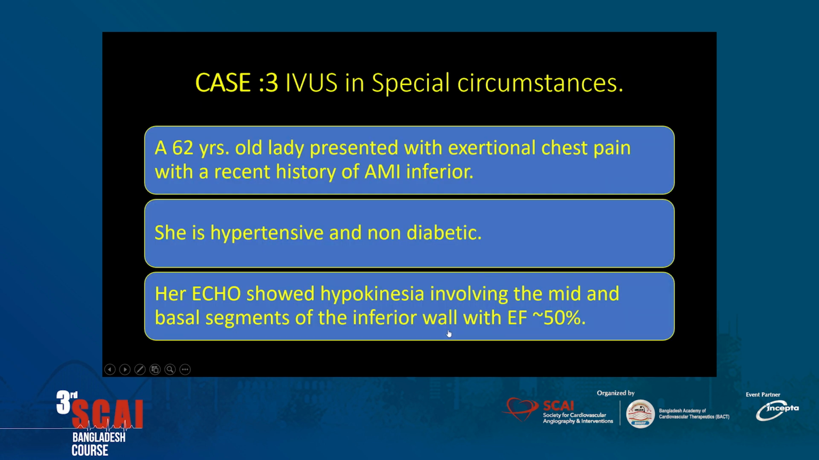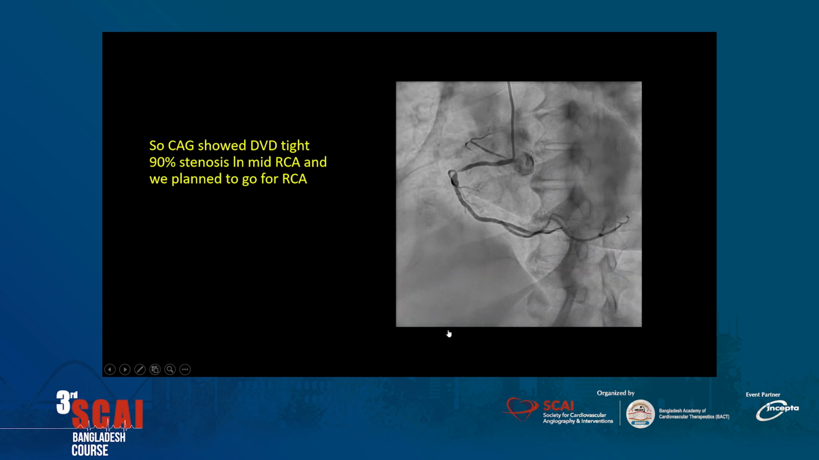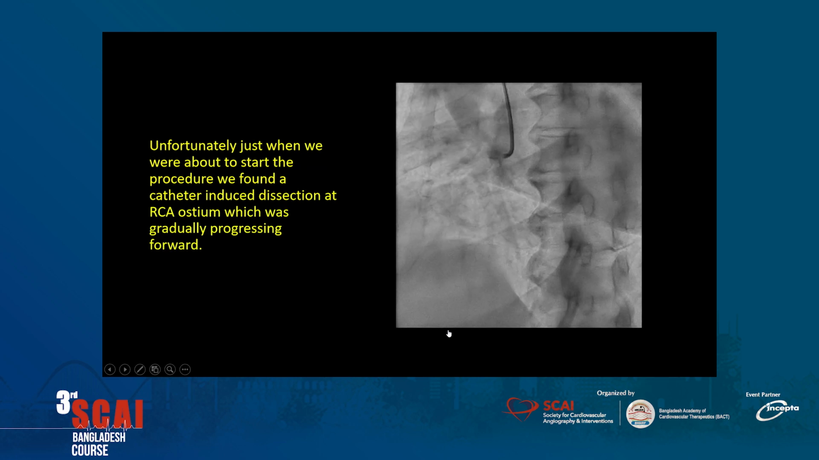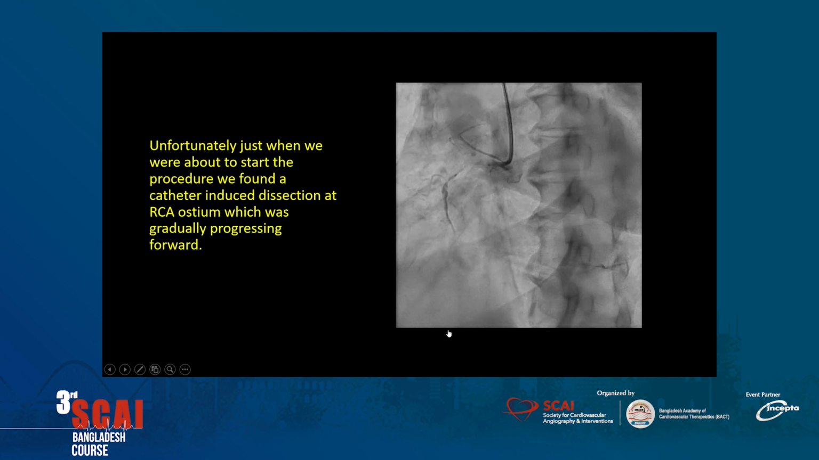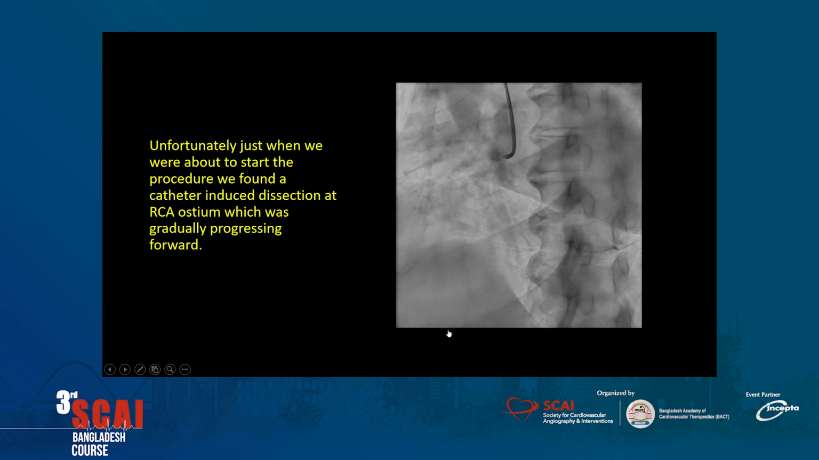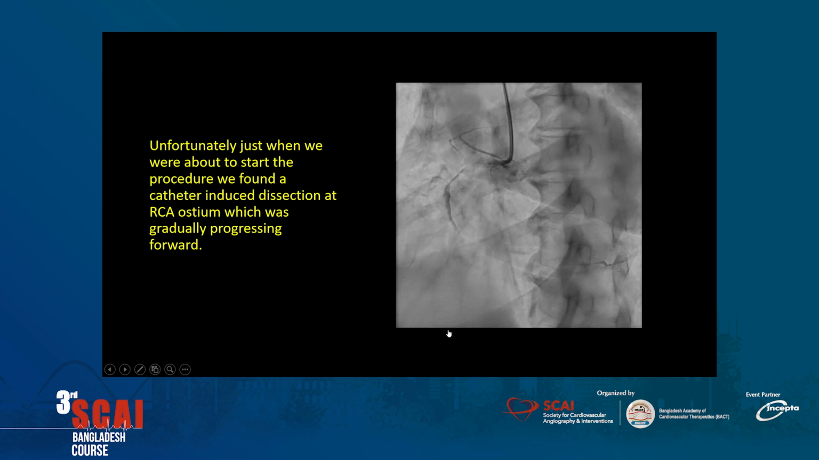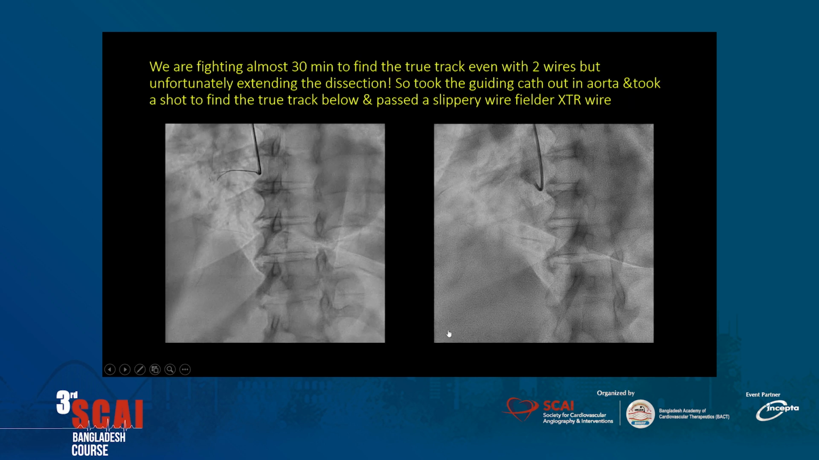Now IVUS in special circumstances. A 62 year old lady came with inferior AMI, and echo showed EF 70%. There is a 90% stenosis in the mid RCA, a straightforward case, but unfortunately, just when we were about to start the procedure, we found a catheter-induced dissection at the RCA ostium, which was gradually progressing. The fellow gave dye, so it extended.